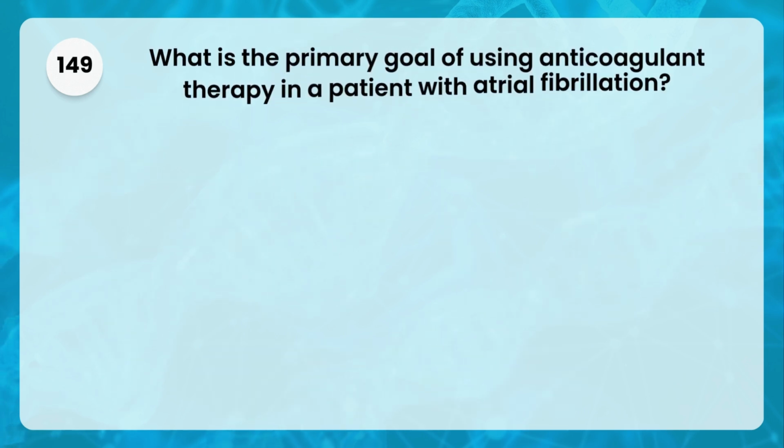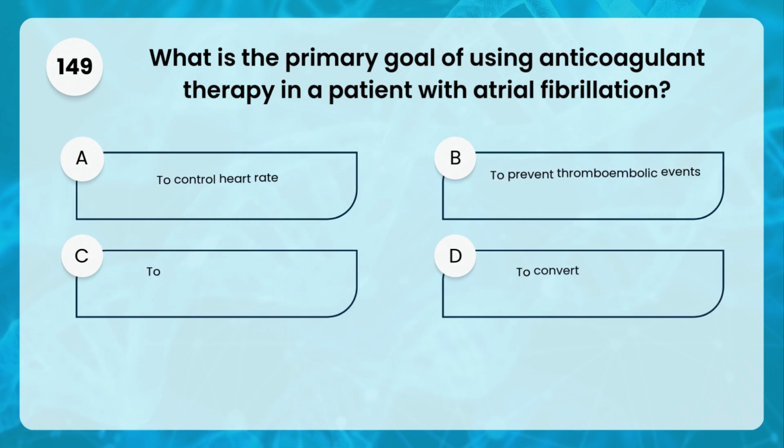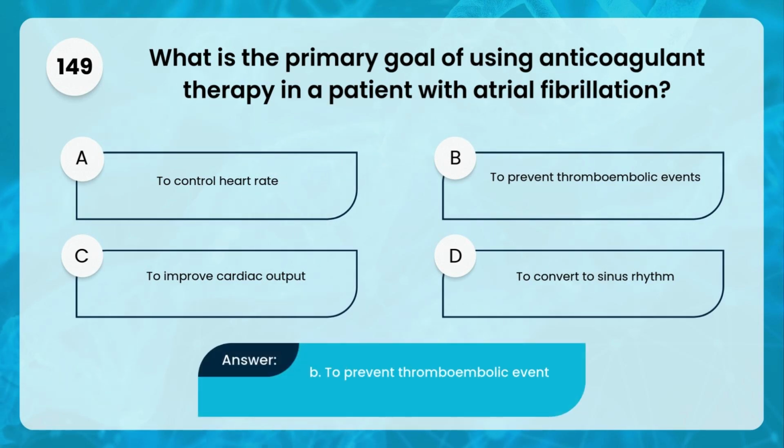149. What is the primary goal of using anticoagulant therapy in a patient with atrial fibrillation? A, to control heart rate. B, to prevent thromboembolic events. C, to improve cardiac output. D, to convert to sinus rhythm. The answer is B, to prevent thromboembolic events.